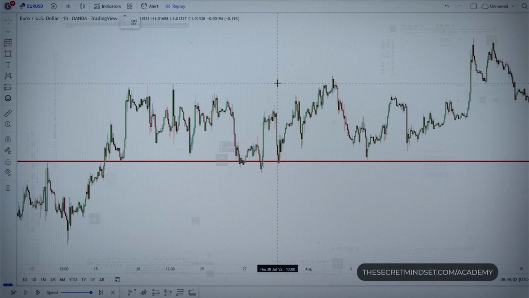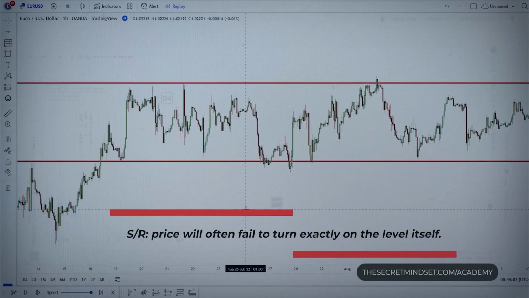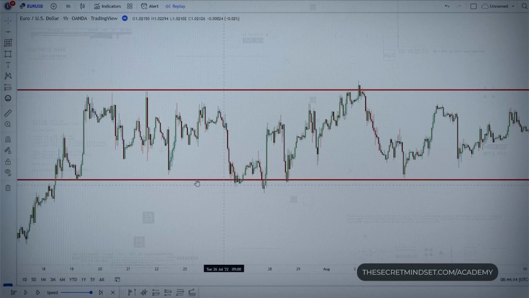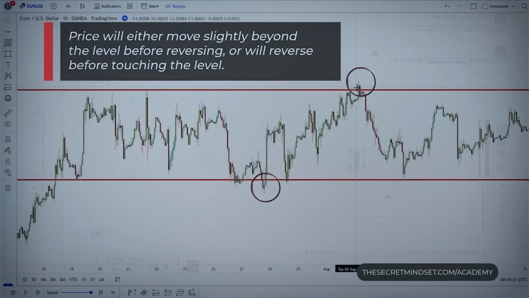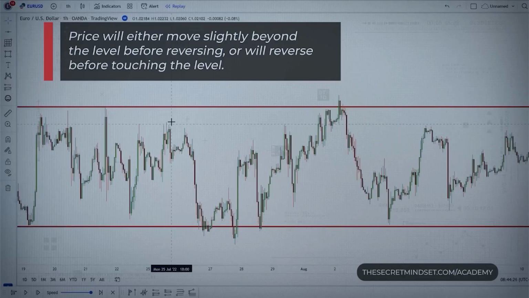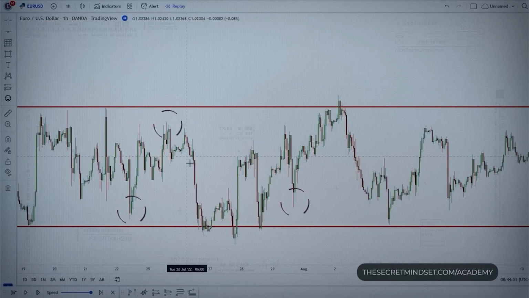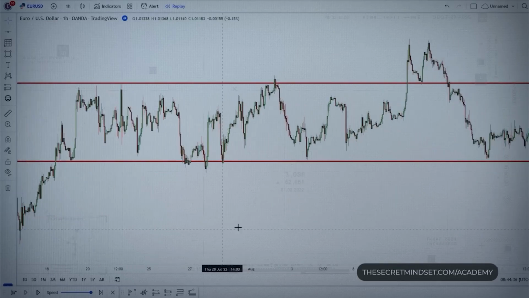Probably the biggest problem when trading support and resistance levels is the fact that price will often fail to turn exactly on the level itself. You know it so well. You expect a perfect bounce, a right to the pip rejection, when you place your level. But oftentimes, price will either move slightly beyond the level before reversing, or will reverse before touching the level. This can make trading support and resistance levels a frustrating experience.